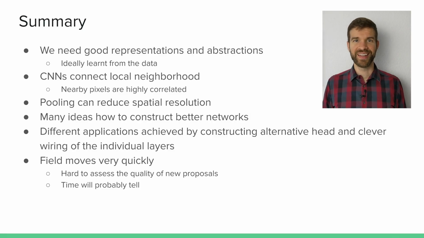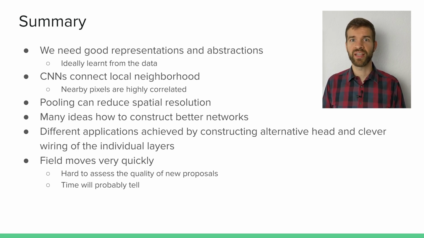So let's wrap it up. We need good representations and abstractions to do anything meaningful with our input images if we want to apply deep learning to visual computing. And we want to learn these representations from the data. We don't want to create feature extractors like SIFT and SURF and HOG features, which are great on their own, but maybe there are better ways, and we don't want to depend on these things.